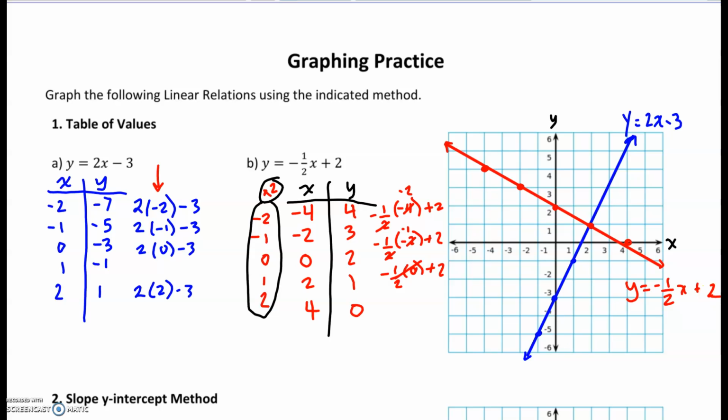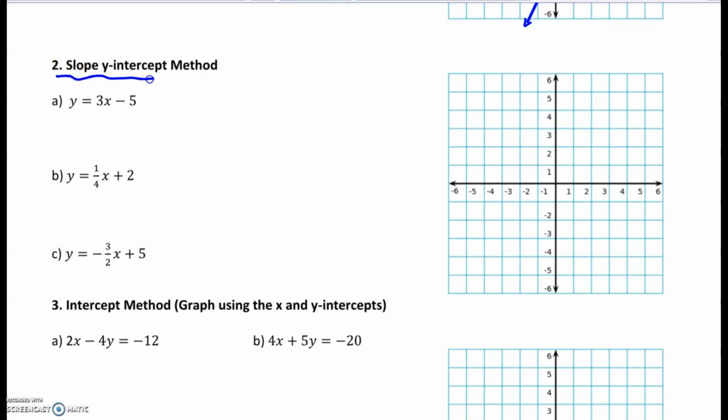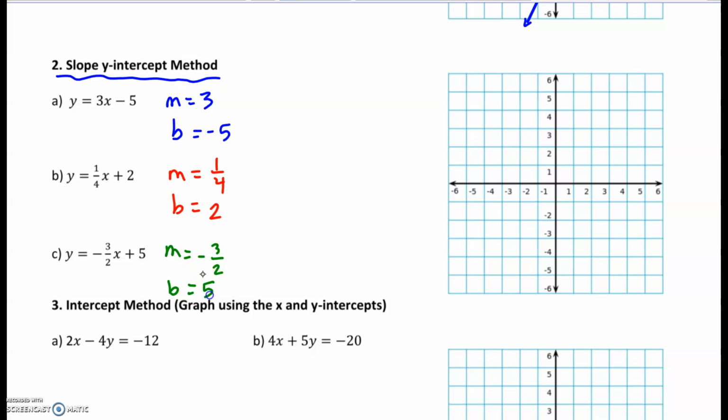All right, so that was graphing using table of values. Now let's graph using the slope y-intercept method. So this was new. When we graph using the slope y-intercept method, the first thing that I want you to do is state the m and the b from the equation. So the m is 3 and the b is -5. For my next line, my m is 1/4 and my b is 2. And for my last line, my m is -3/2 and my b is 5.